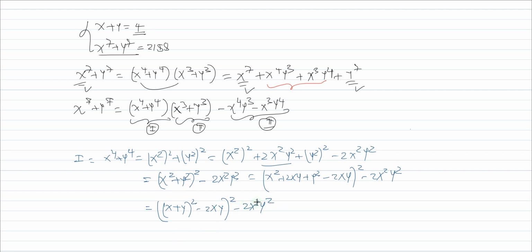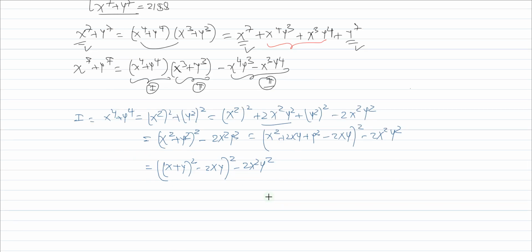Okay, so given that, let's go to the second one. We already have x plus y, which we wanted, and then we have the second one, which is x cubed plus y cubed. This is a sum of two cubes, right? This is x plus y, which multiplies x squared minus xy plus y squared.